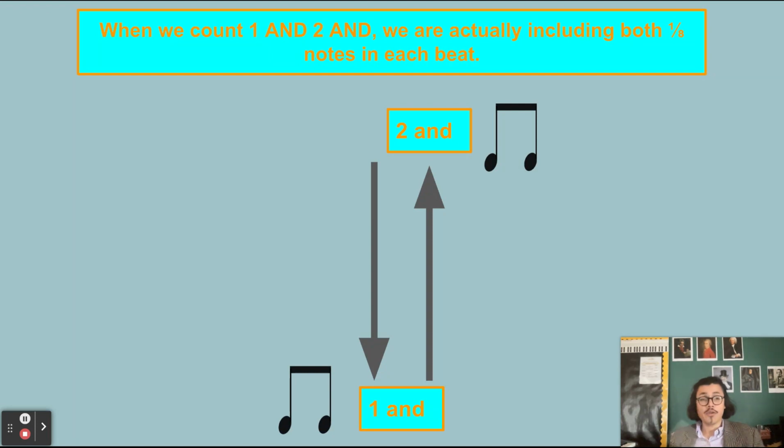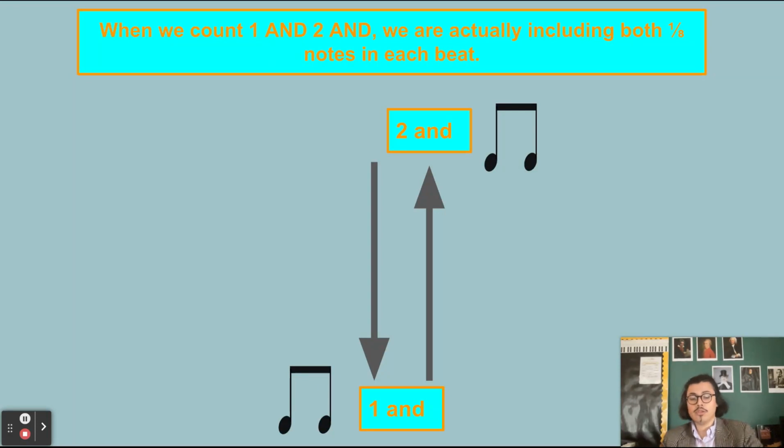This is good if you're already used to doing this kind of work. But if you're just starting out, saying 1 and 2 and at the same time that you're hearing the beat. So for example, I say 1 and 2 and 1 and 2 and. The beat was still 1, 2, 1, 2, 1 and 2 and 1 and 2 and. Did you hear how now I'm playing two notes for every beat?